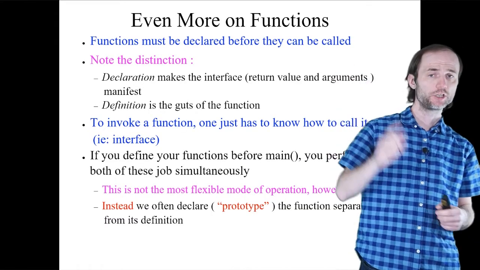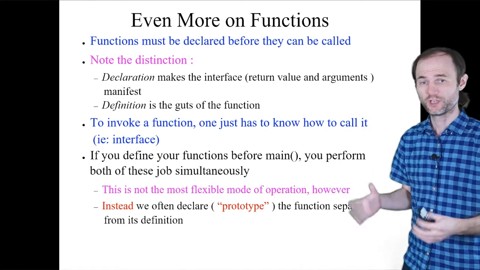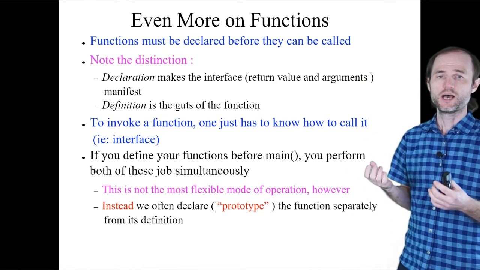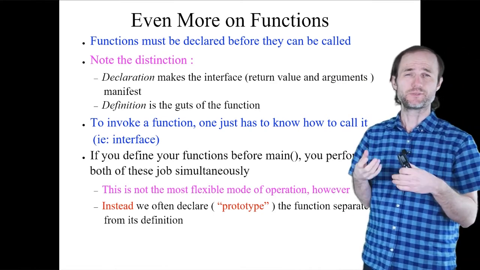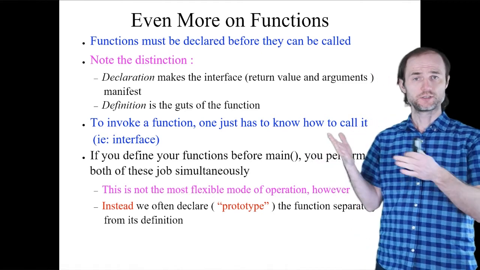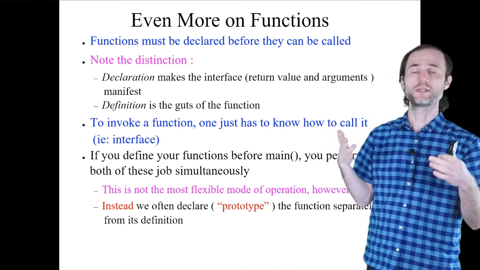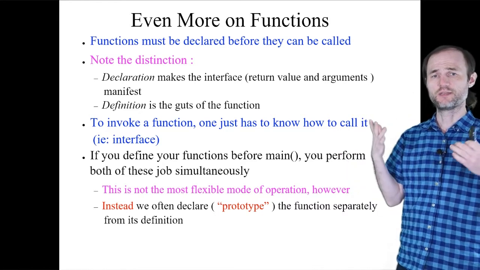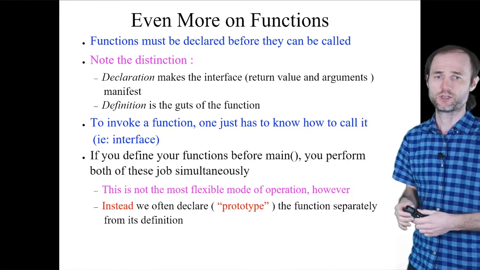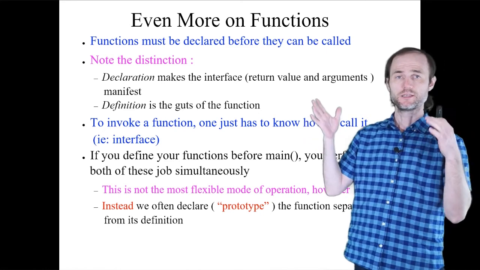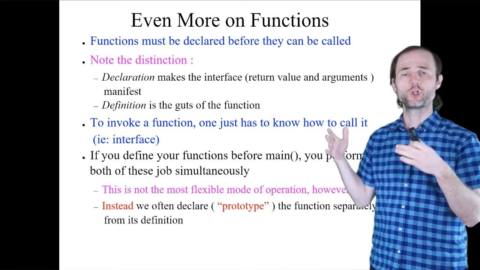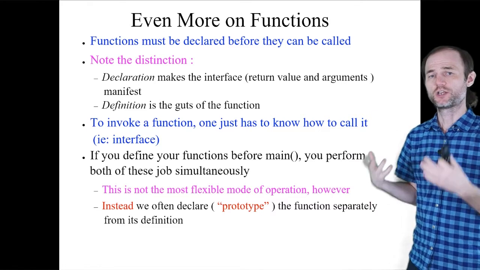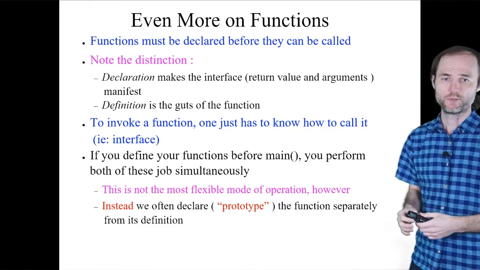You have to declare a function before it is called. Basically, a declaration specifies the interface of the function: what is the return value type and what are the arguments and their types. This is kind of an interface manifest of the function. And then the declaration will be followed by a definition that describes the guts of the function. What is the function made of?